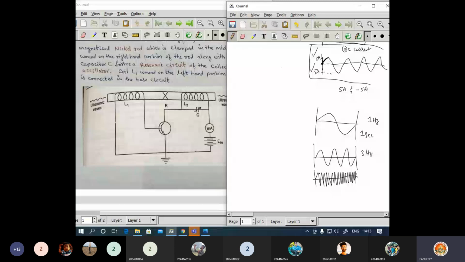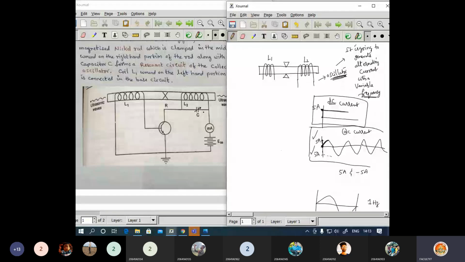How are you going to vary that frequency? You are going to change the capacitor value. This is a variable capacitor. By changing the capacitor value, increasing or decreasing, you can change the frequency. That we had explained in the previous class.